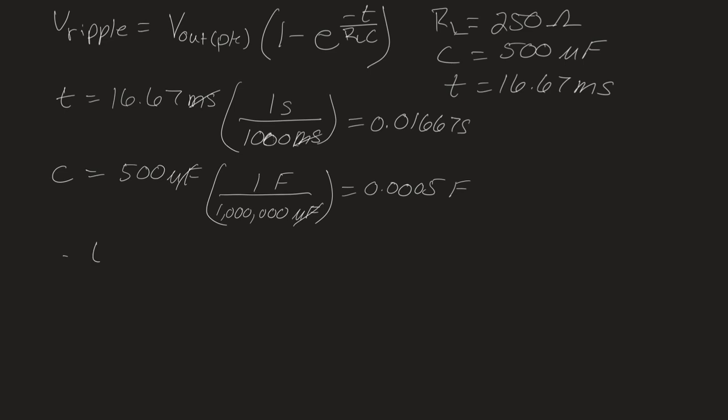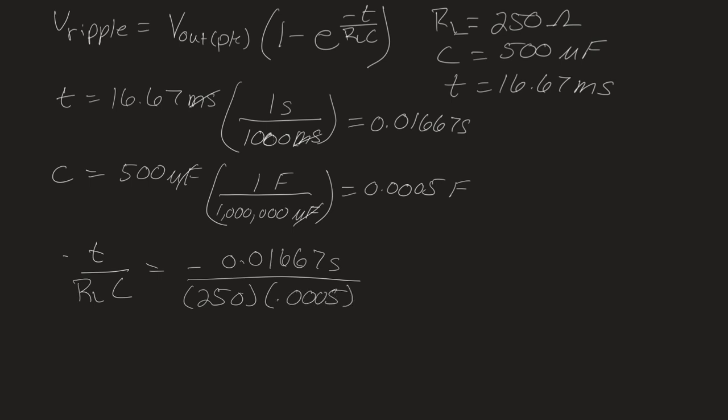All right, so now let's calculate our constant, or our exponent. So we have negative T over R sub L times C. So we have negative 0.01667 divided by our 250 times 0.0005. And what that gives us is 0.133.